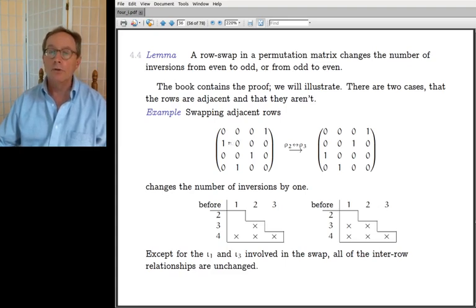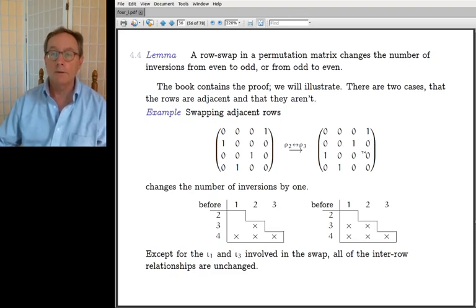So it used to be the case that I had iota 1 and then iota 3. But we swapped these 2 rows, and now I have iota 3 coming before iota 1. And we see that here. It used to be the case that 1 and 3 were in their natural relationship. Now it's the case that 3 comes before 1. So we added exactly one inversion.